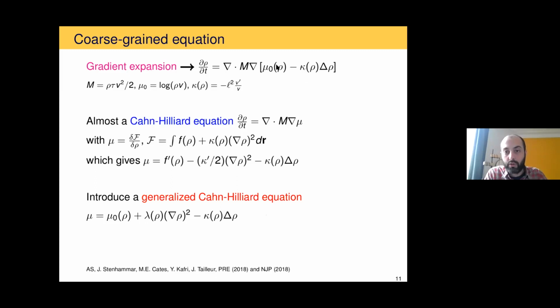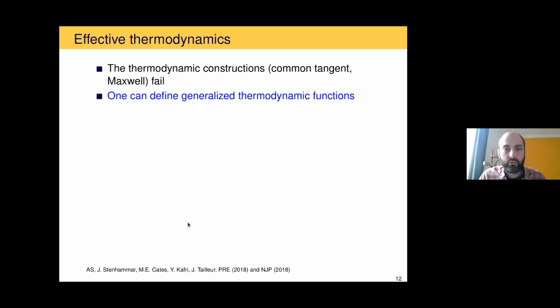So now our equation is a special case of this generalized Cahn-Hilliard equation. So how do you understand the phase coexistence for this equation? To make a long story short, if you use the usual thermodynamic construction, the common tangent construction or the Maxwell equal area construction, it doesn't work.